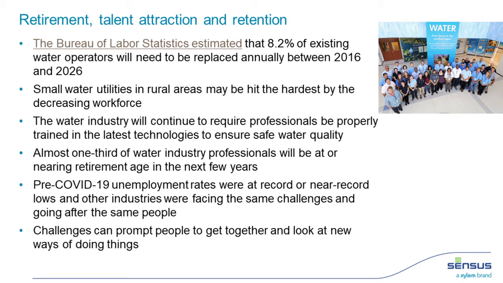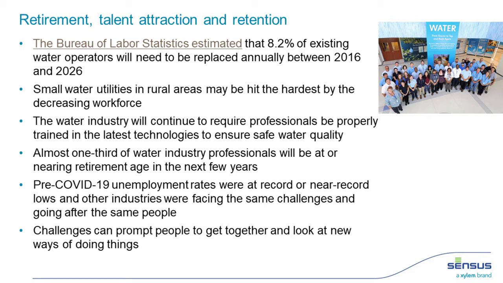Here is another top issue that's been identified by utilities, and that has to do with the fact that it is an aging population with regards to those that are working there. And so retirements, talent attraction, and retention, those are things that the industry is facing itself. The Bureau of Labor Statistics estimates that 8.2% of water operators will need to be replaced annually in a 10-year period, and that number is from 2016 to 2026. That number has probably increased, so that's probably a conservative number.